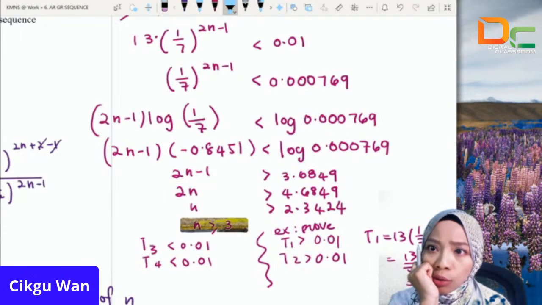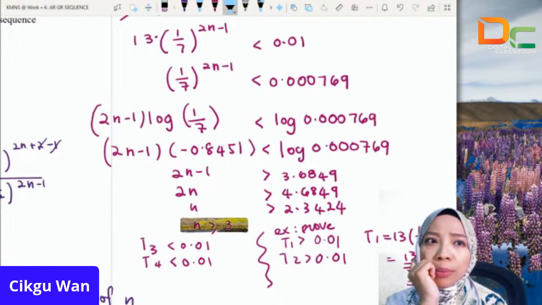Okay, kita jangan jawab n equals to 3 sahaja. Kita jawab n equals to 3, 4, 5. So ataupun n lebih besar daripada 3. Okay.